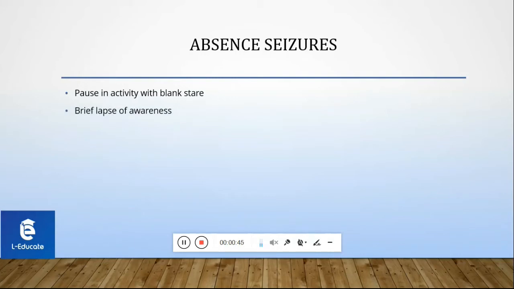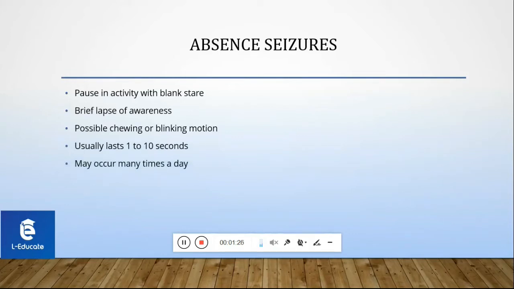You are with your friend and the person just suddenly goes lost, and you're calling the person and the person is not responding, the person is just staring. The person could be having a seizure. Sometimes this kind of seizure is accompanied by chewing and blinking motion. The person will continue to make a chewing motion in the mouth, or continues to blink and not respond to whatever is happening in the environment. It is usually short-lived and it gets terminated within 1 to 10 seconds. It may occur several times in a day.